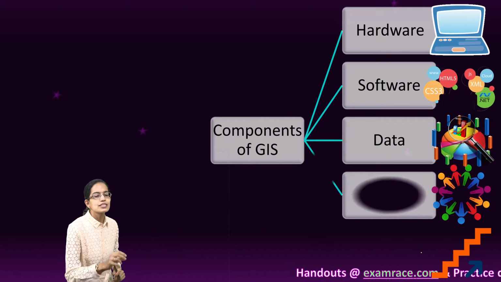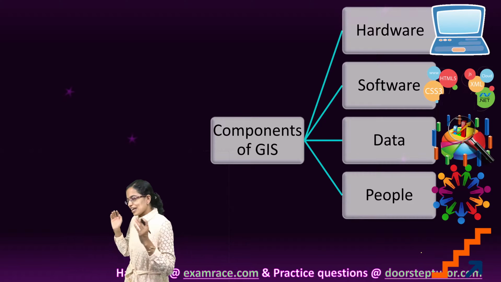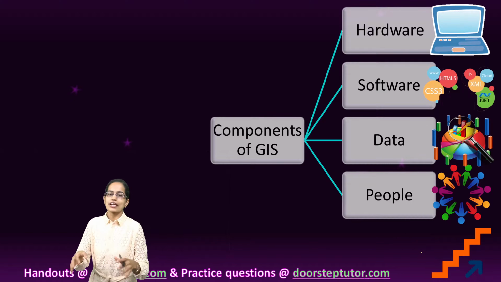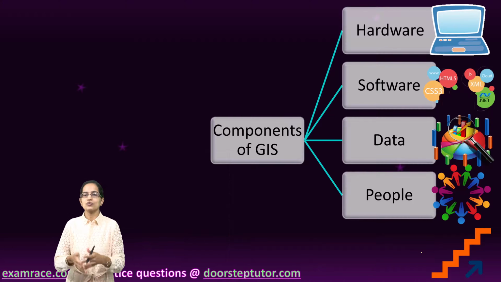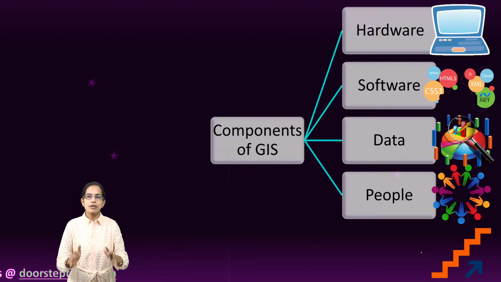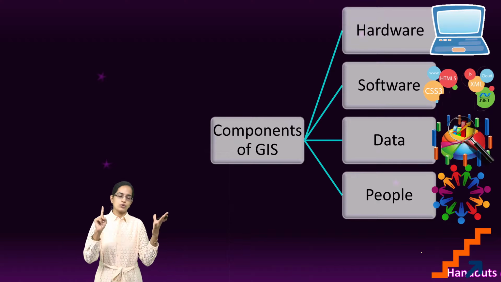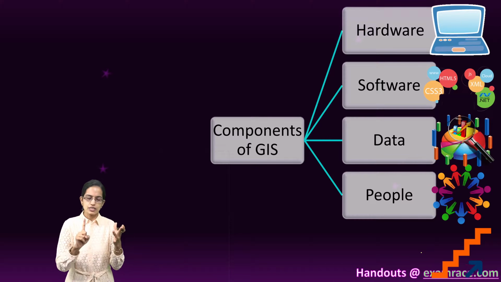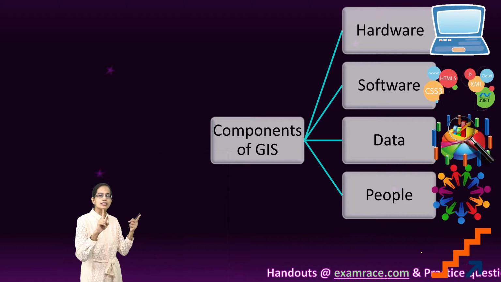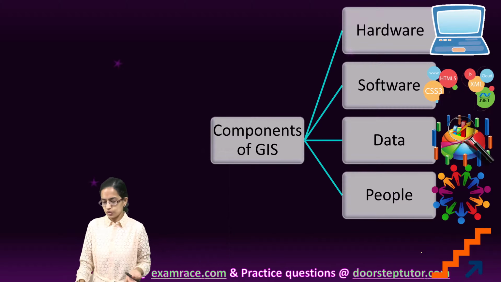The next is the people. Now, people are essential. If I have hardware, software, data, everything, but I do not have experts who can analyze those, this everything becomes useless. So people should be there which are resourceful people, who are probably hardware engineers, software engineers, data analysts, GIS professionals, all of them working together in order to bring out the best results.